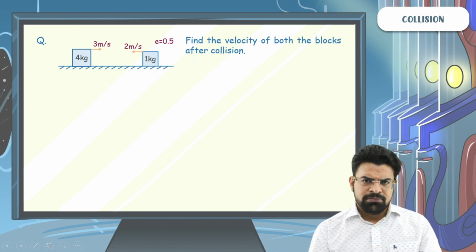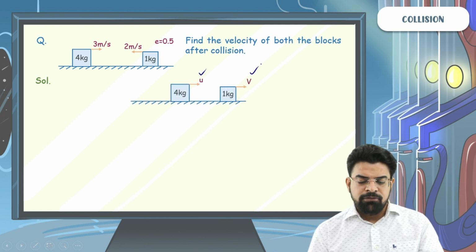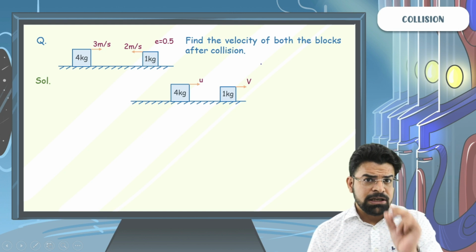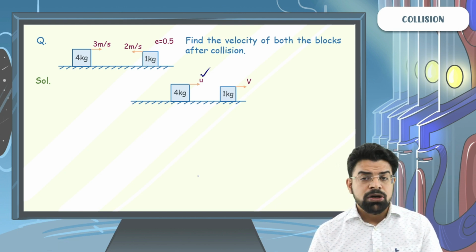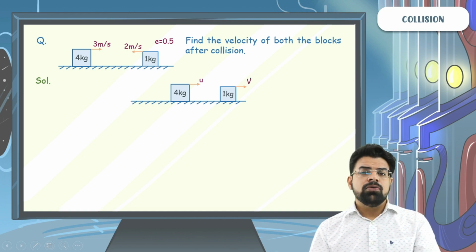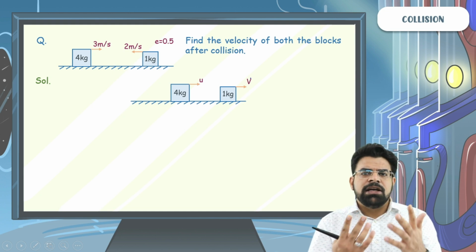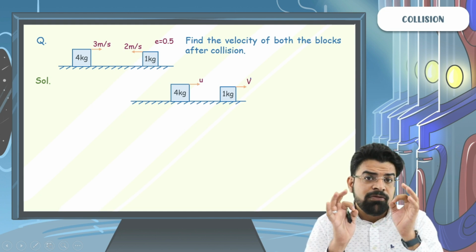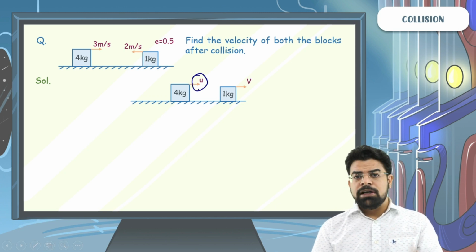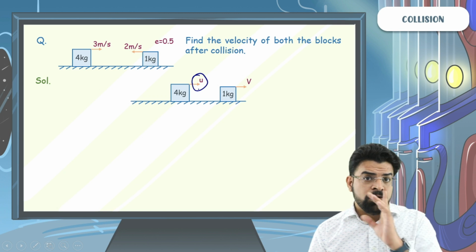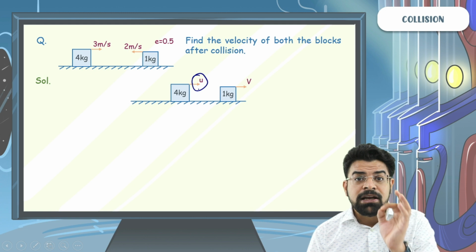So let's say, hypothetically, both the blocks move with velocity u and v after the collision. Our mission is to find the velocity of both the blocks after the collision. Our mission is to find u, our mission is to find v. Better not waste any time assuming in which direction to take the final velocity. Take whichever direction you like. If I have assumed that the 4 kg block has got a velocity towards right after the collision, and it is actually towards left, I will get a negative answer.